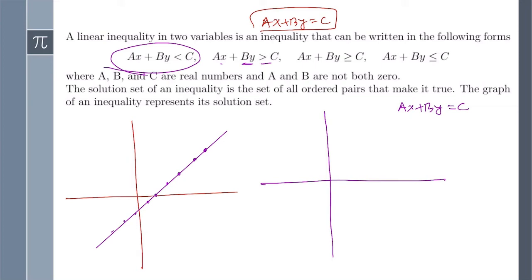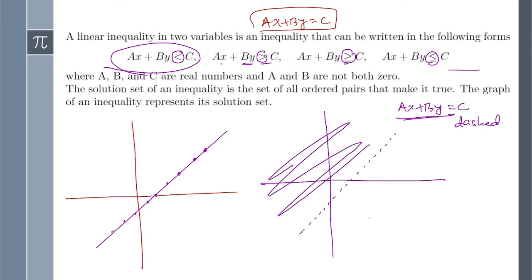If we have a strict inequality like this, less than or greater than, then when we draw the line, we draw a dashed line. But when we have an inequality with an equal sign, we draw a solid line. So we take that equation and draw that line, and our solution would be either on this side of the line or the other side of the line.